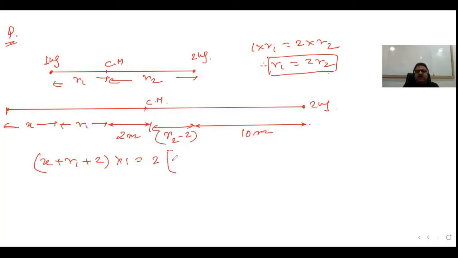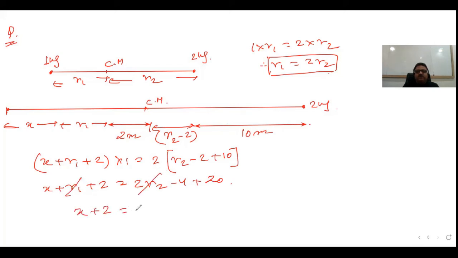So 2 into R2 minus 2 plus 10. Okay. Now if you calculate this, x plus R1 into 2, 2 into R2 minus 4, 20. Now R1 equal to 2R2. Therefore, x plus 2 minus 4 plus 20. That is x plus 2 is equal to 16. Therefore, x equal to 16 minus 2. That is equal to 14 meters towards left. Okay.